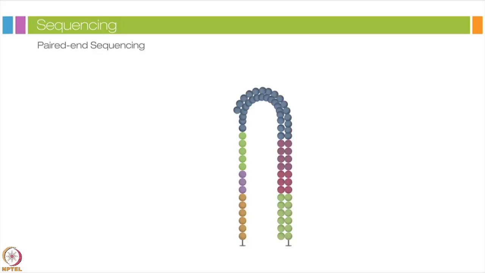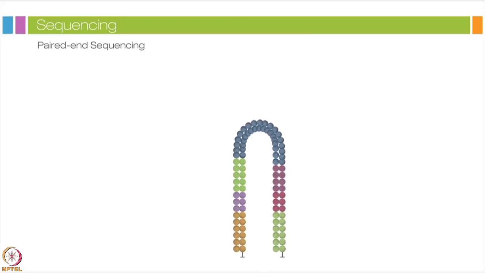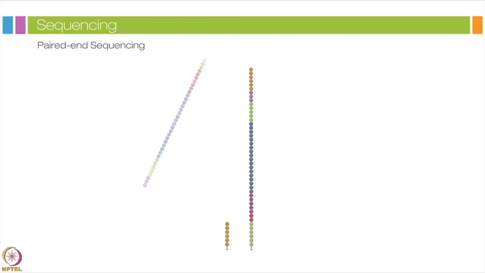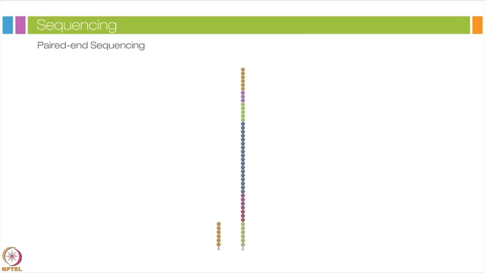Polymerases extend the second flow cell oligo, forming a double-stranded bridge. This double-stranded DNA is then linearized and the three prime ends blocked. The original forward strand is cleaved off and washed away, leaving the reverse strand.